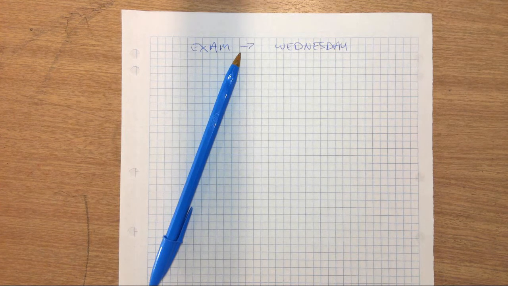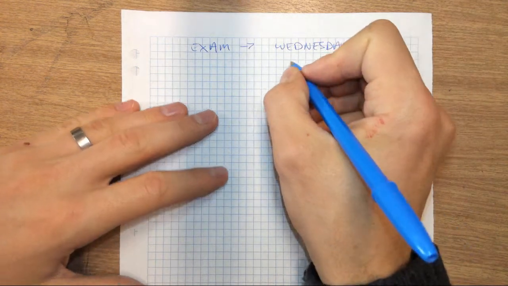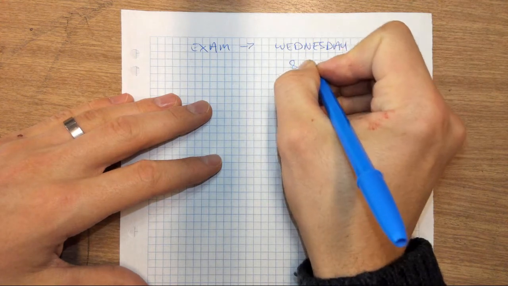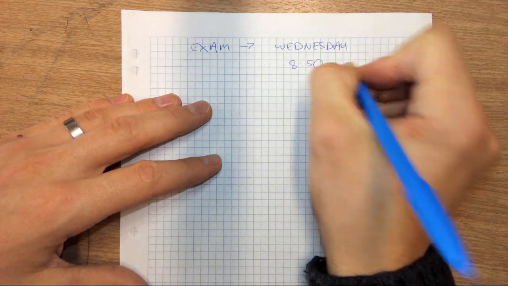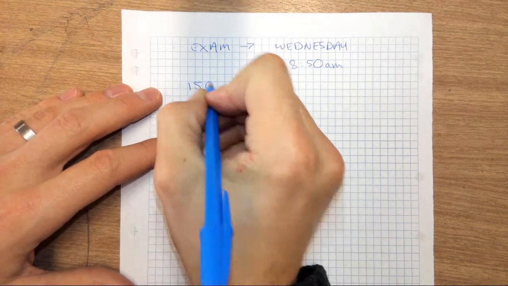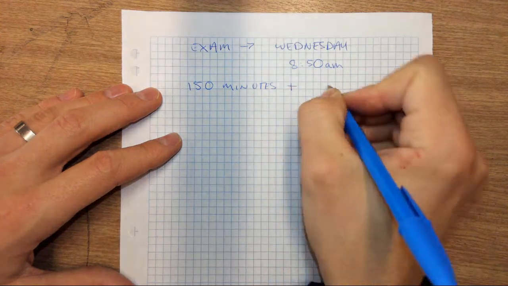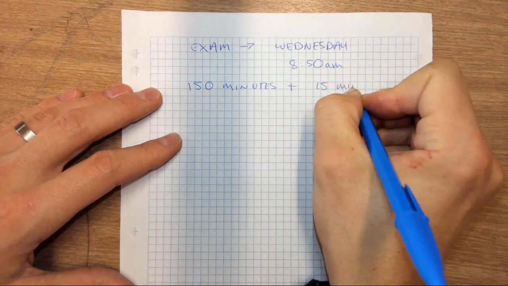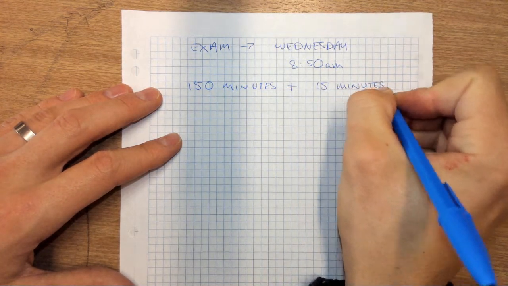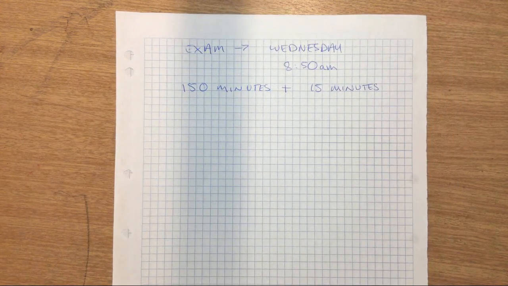So it is Wednesday morning at 8:50. Yep, Wednesday 8:50. Now, you will have 150 minutes plus 15 minutes at the beginning, which is reading time.